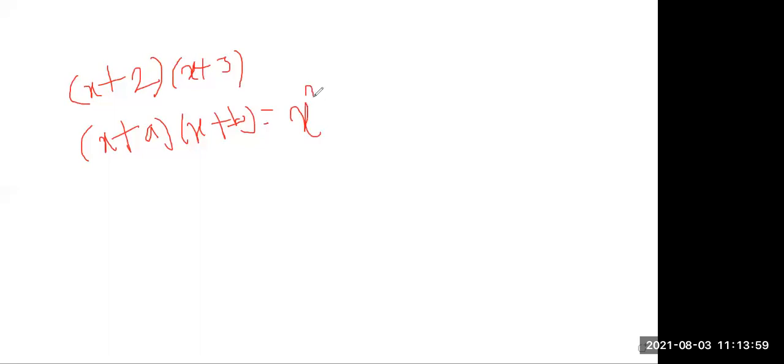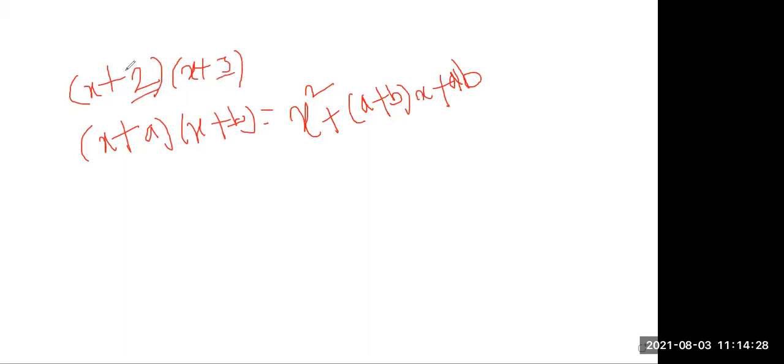x square plus, by formula, (a+b) into x, and plus a into b. This is your formula: x square plus (a+b) into bracket x plus ab. Now here your a and b mean these values. This is your a and this is your b.